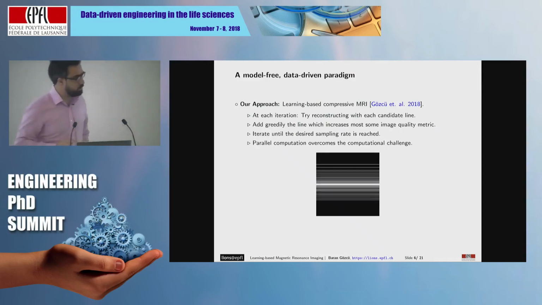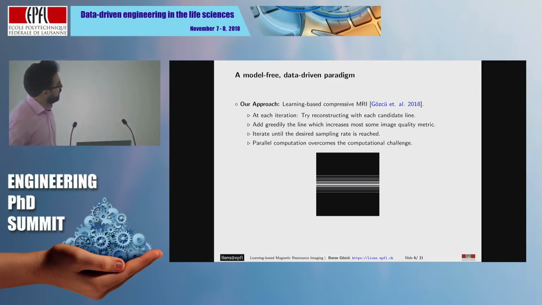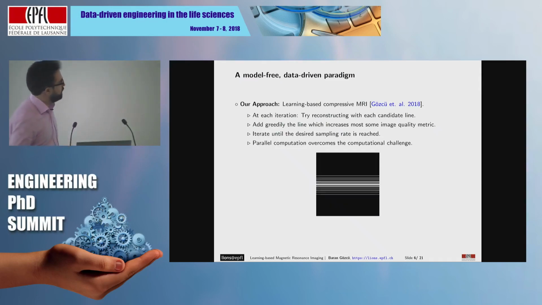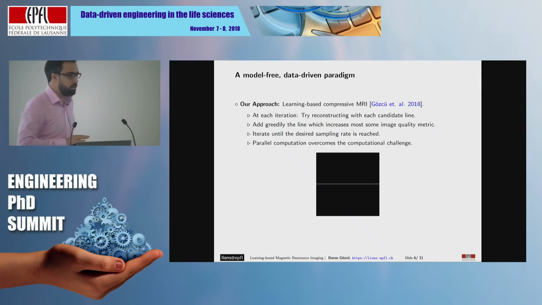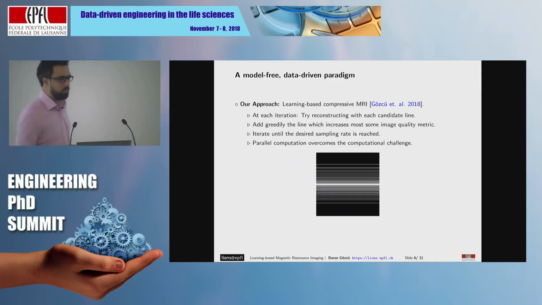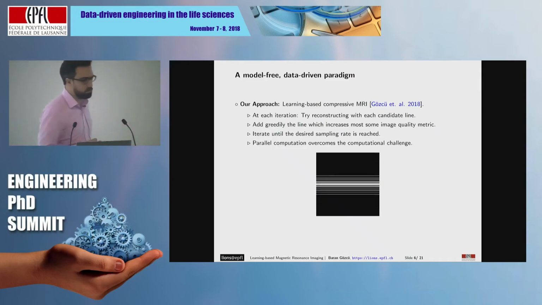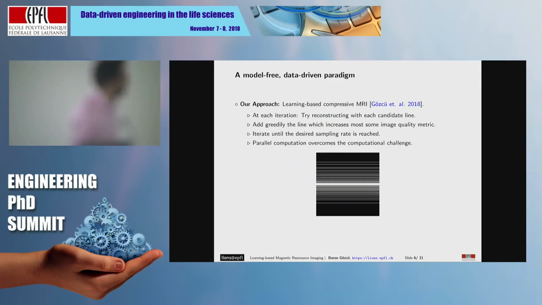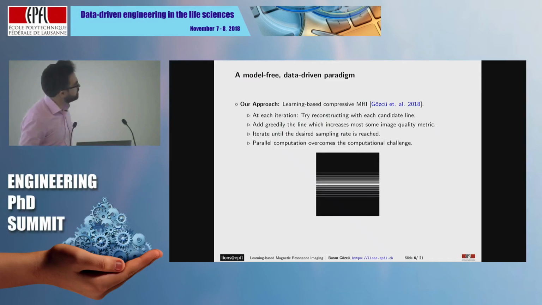We have a certain amount of training data. And here you can see in this video, we start with the empty set. At each iteration of our algorithm, we add the line that increases the reconstruction performance the most to our sampling mask. And then we keep doing this until we reach a desired subsampling rate.